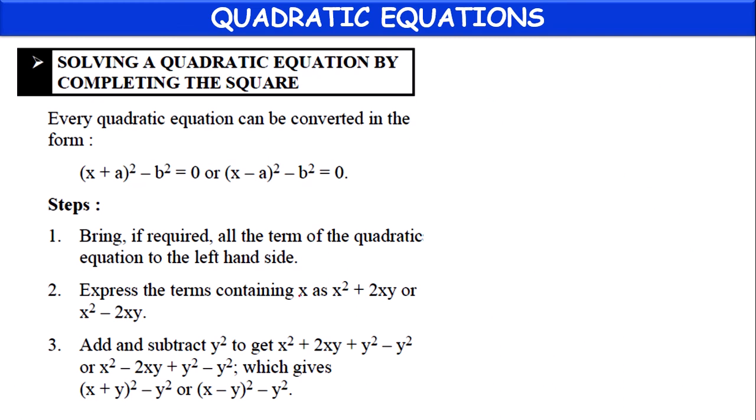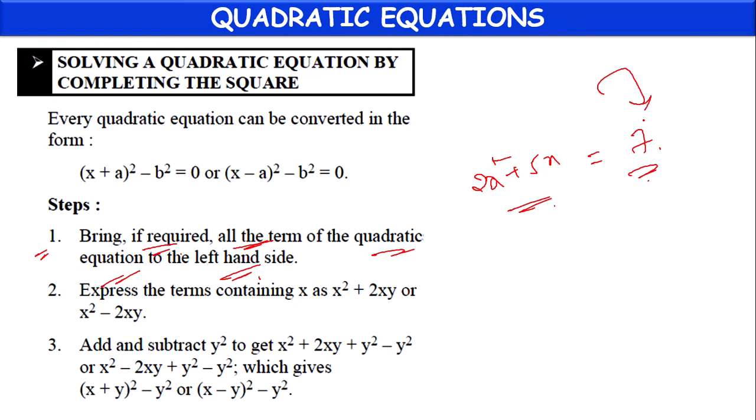To convert into that model, we have to follow some steps. First, if required, bring all the terms of the quadratic equation to the left hand side. A quadratic equation will have an LHS part and an RHS part. If on the RHS, instead of 0, there is some other term, you have to check that it is brought to the left hand side. So all should be present on the left hand side. That is the first step.